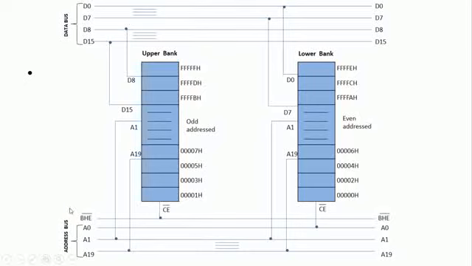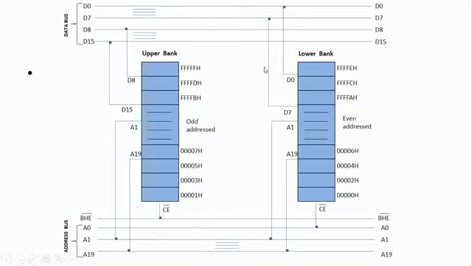So based on this, what is the use of the BHE bar? BHE bar shows whether D8 to D15 have valid information or not. Whenever the BHE bar is disabled, obviously the D8 to D15 lines are not transferring the data, that means reading or writing. They are not participating in the data communication, because when the BHE bar is high, this signal is going to be high. When this signal is high, this device is going to be disabled. When this device is disabled, D8 to D15 is not performing any kind of operation, which means this particular data bus is in the tri-state mode.